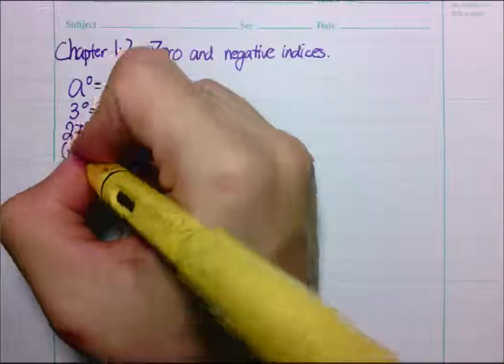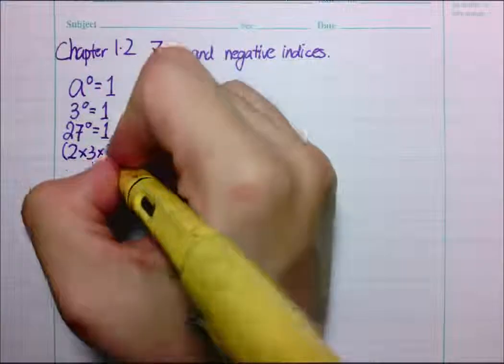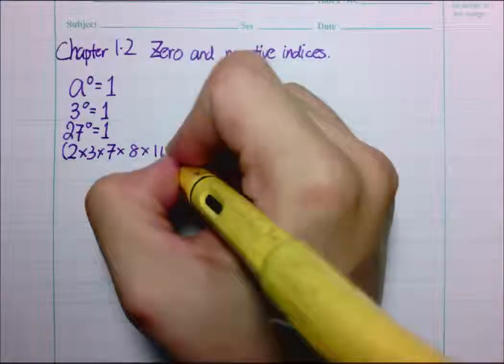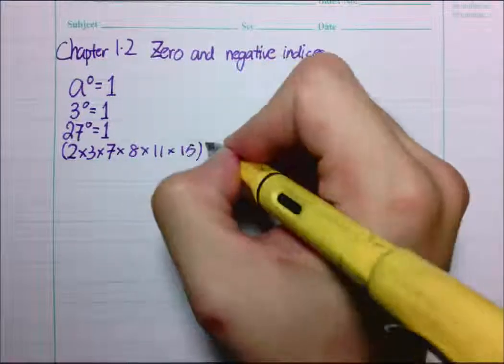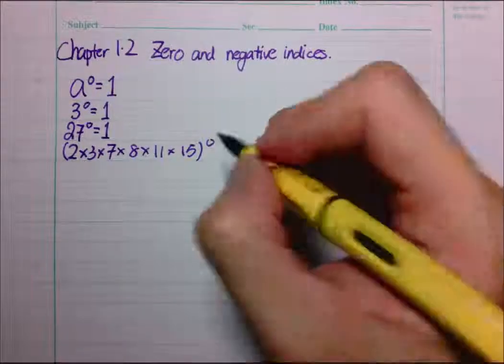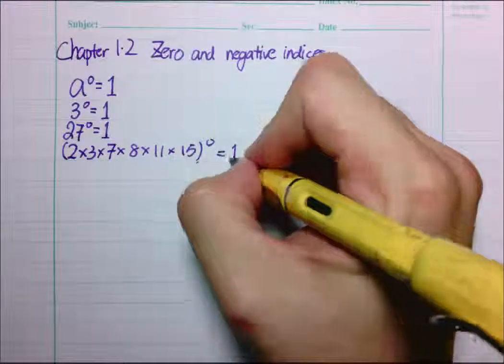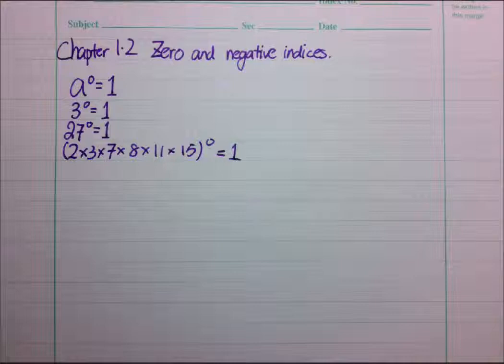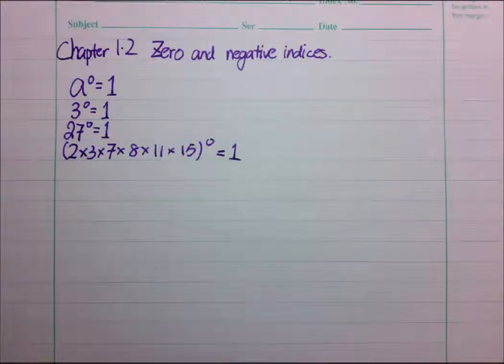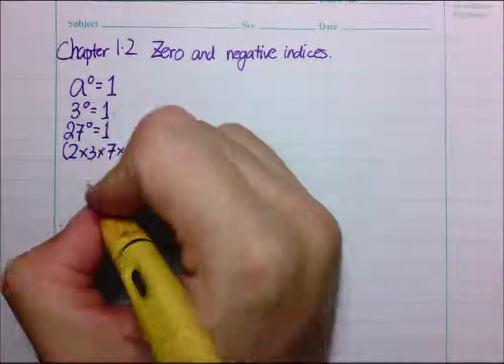Then you can even have things like this: 2 times 3 times 7 times 8 times 11 times 15 to the power of 0. You guessed it, it will also be equal to 1. Okay, that is a 0 index. And the next one is negative indices. Okay, negative indices works like this.